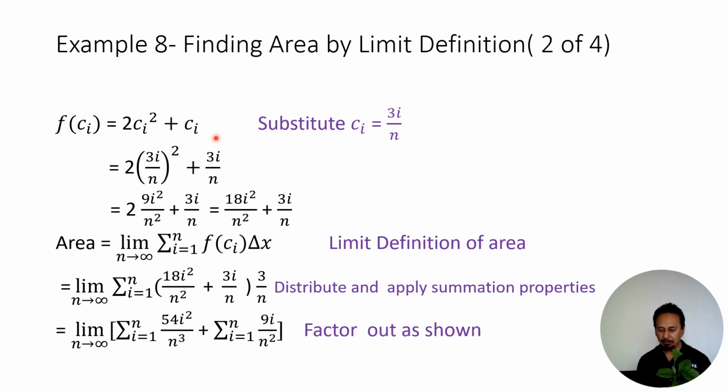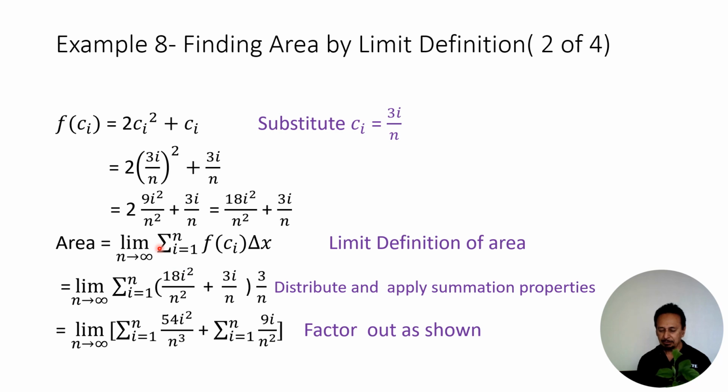So if we do that, we have f of ci equal to 2ci squared plus ci. But ci is equal to 3i over n, we just calculated. So this becomes 2 times (3i over n) squared plus 3i over n. Now we just square this one, it becomes 18i squared over n squared plus 3i over n. Okay, so we have f of ci.